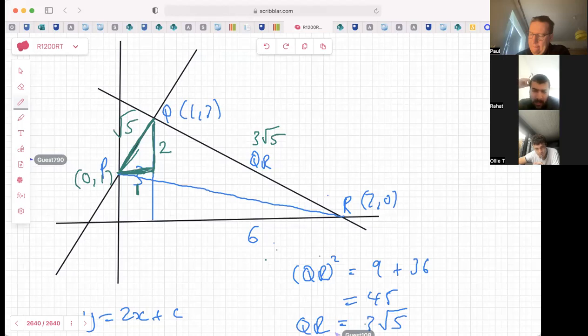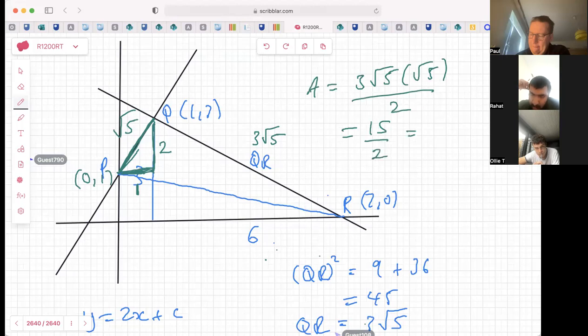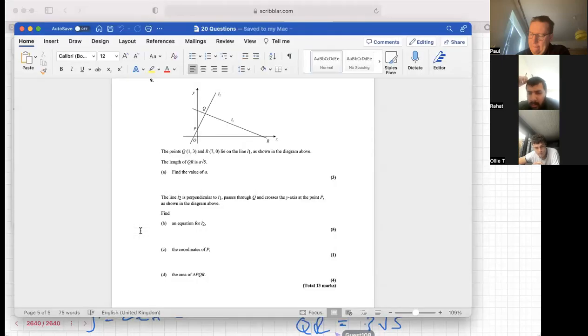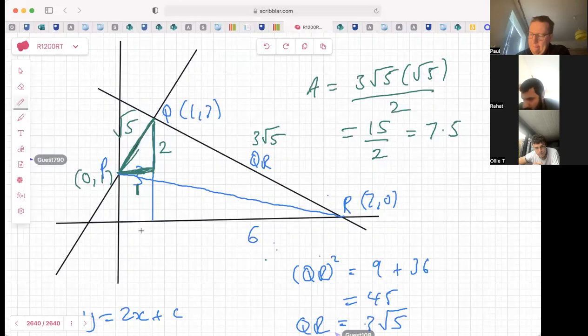So the area is going to be 3 root 5 times root 5 over 2. Root 5 times root 5 is going to be 5. So that's 15 divided by 2. We don't have a unit, do we? No. So we could say 7.5 square units.